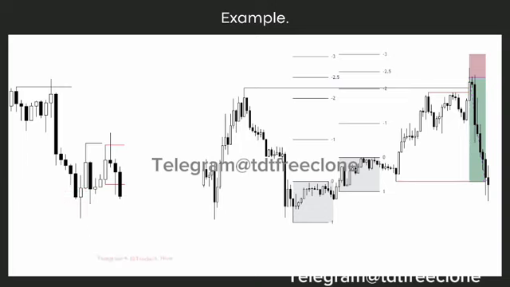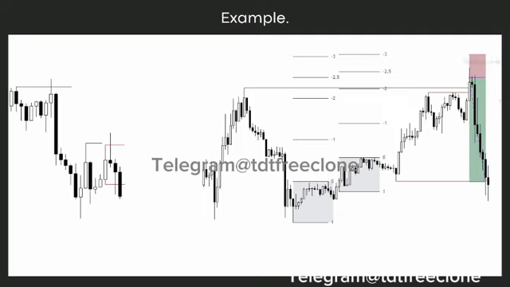And this is what we call the turtle soup entry model. So not only did we have the entry trigger and the protocols and guidelines for placing our stop loss and our take profit levels, but you can also see that it's backed by the higher time frame market context and narrative.